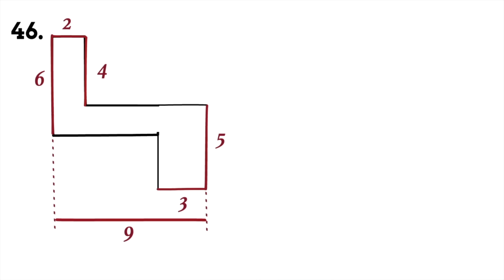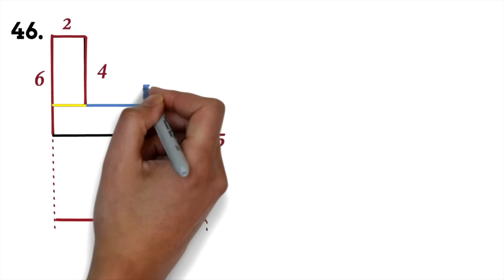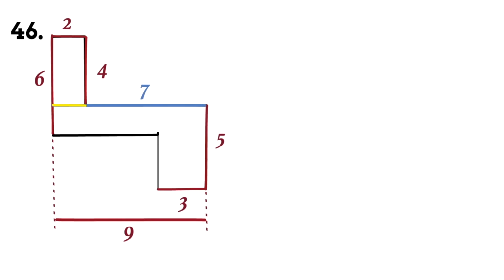And this is 3. So we need to find the rest of the sides. That requires a little work. We know that the length here is 9. We know that this portion is 2. So we can subtract 2 from 9 to get 7 for this point.